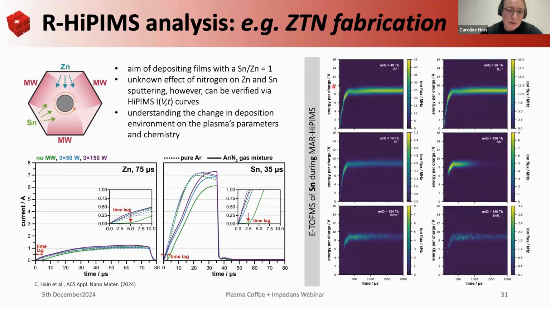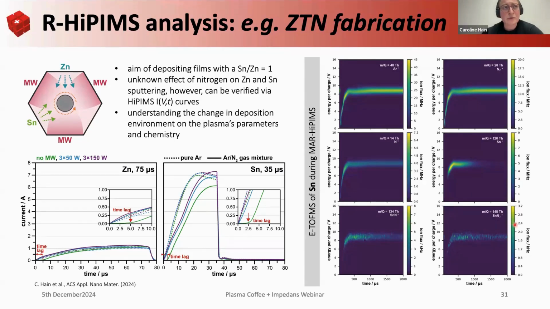So we have our energy per charge, right? This is the time of our discharge. So look here, this would be the time. And then we also get the ionic flux. So in this case, we have argon ions, molecular nitrogen ions, atomic nitrogen ions, and tin. But also, interestingly, we're able to identify tin nitride species, with 1 nitrogen and 2 nitrogens.